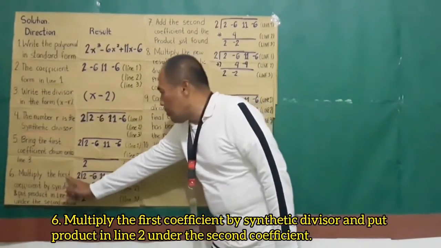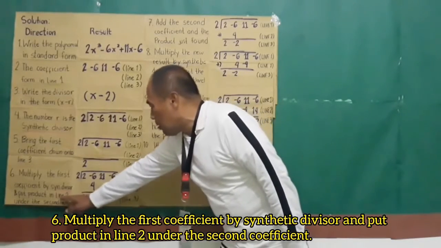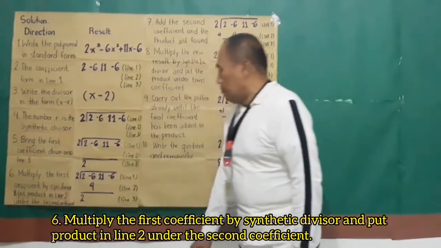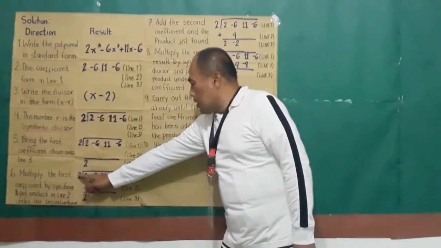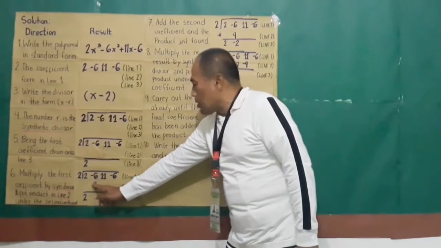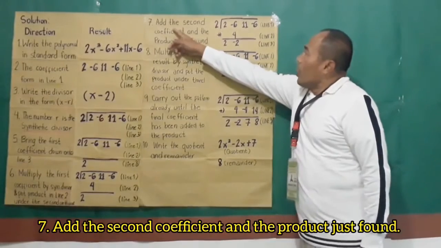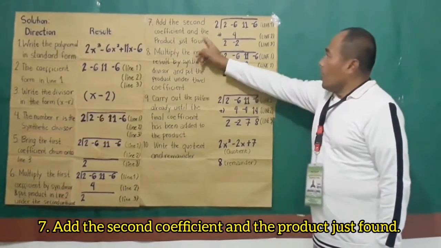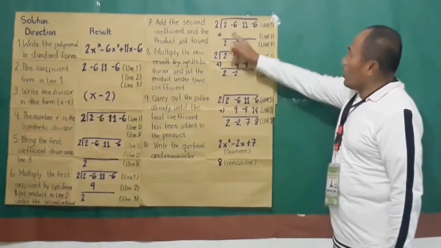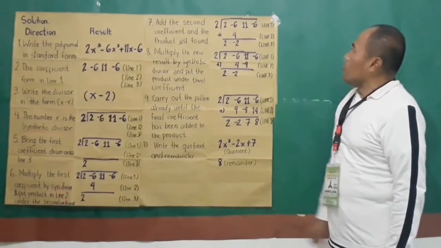6. Multiply the first coefficient by the synthetic divisor and put the product in line 2 under the second coefficient. Multiplying these two, the result is positive 4. 7. Add the second coefficient and the product just found. So negative 6 plus 4, the result is negative 2.